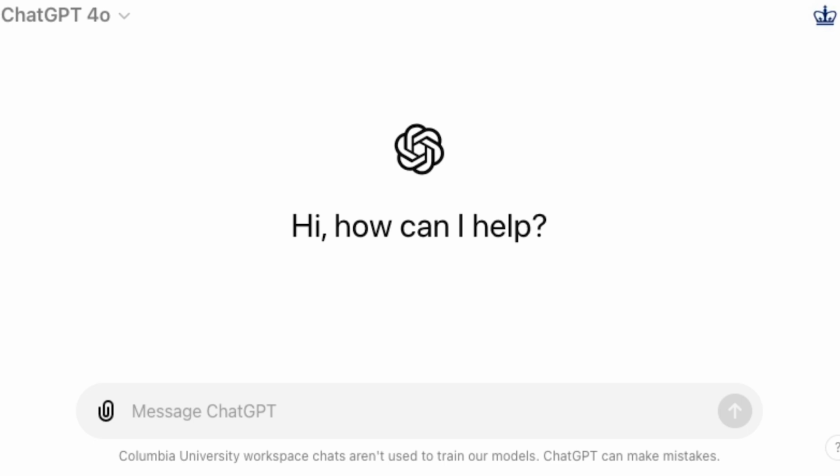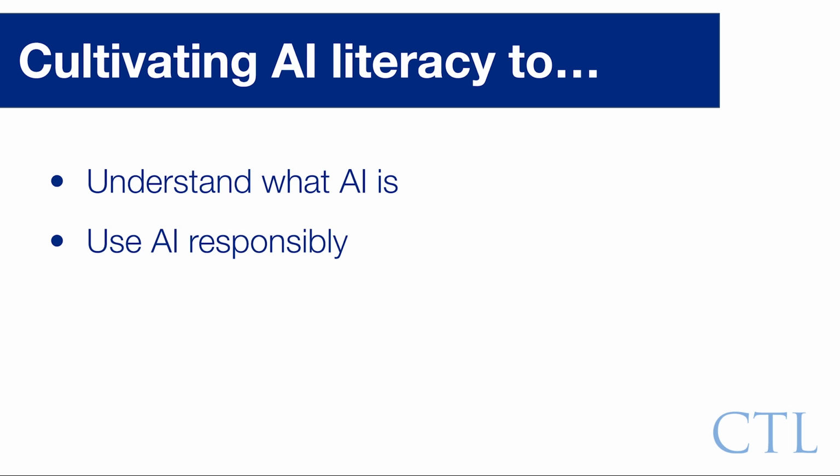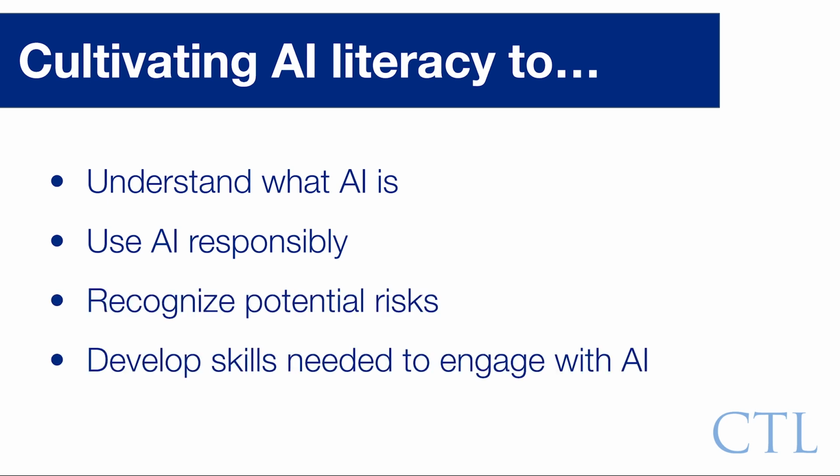For this demonstration, we will use GPT-4o to show how you can help students develop AI literacy by critiquing AI-generated output. With rapidly developing AI technologies, AI literacy becomes an important skill to cultivate in students so that they understand what AI is, use AI responsibly, and recognize potential risks associated with AI use, as well as develop the skills needed to engage with AI.